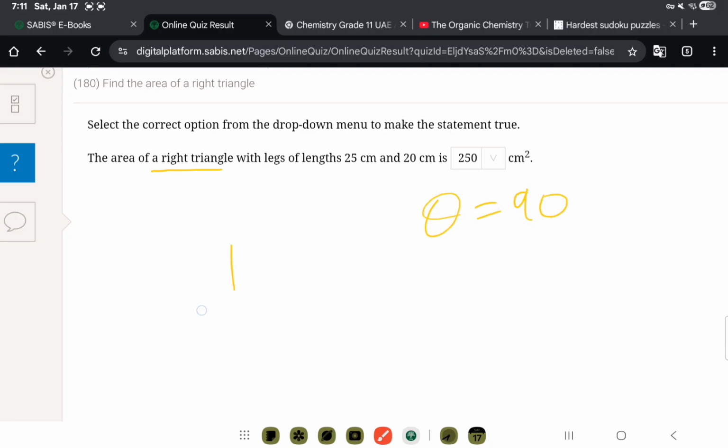Okay, so what I'm going to do, 1 over 2, 25 times 20 times sine 90, which is just 1, I think. Let me check. It's 1, yeah, times 1. So 1 over 2 times 25 times 20, which is going to be 250.